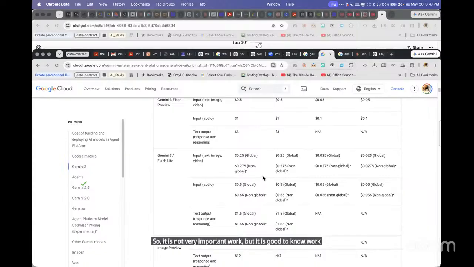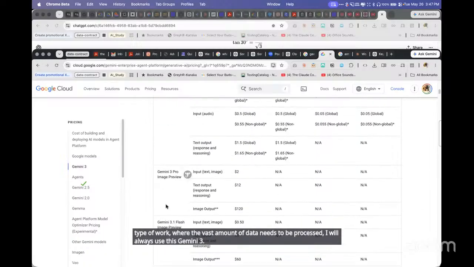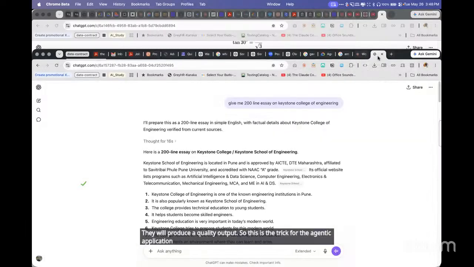So for this type of work, where a vast amount of data needs to be processed, I will always use this Gemini 3.5 Flash or the poorer models, which are non-reasoning. But what I will do is prompt them in such a way that they will produce a quality output. This is the trick for agentic applications, for making them successful enterprise-wise.